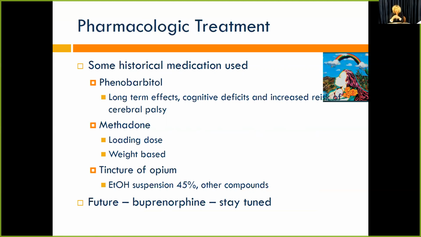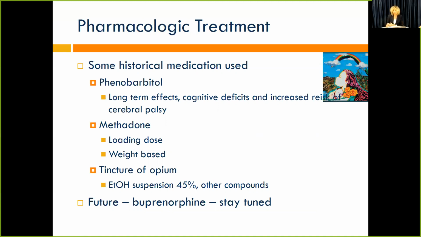And also, there are a number of studies that show that there are long-term effects of phenobarbital, that babies who get phenobarbital for seizures have long-term cognitive deficits and an increased risk of cerebral palsy, as well as kids who get phenobarbital for other indications. There is strong evidence of long-term cognitive effects. So it's not a great medicine, one we don't want to have to use.